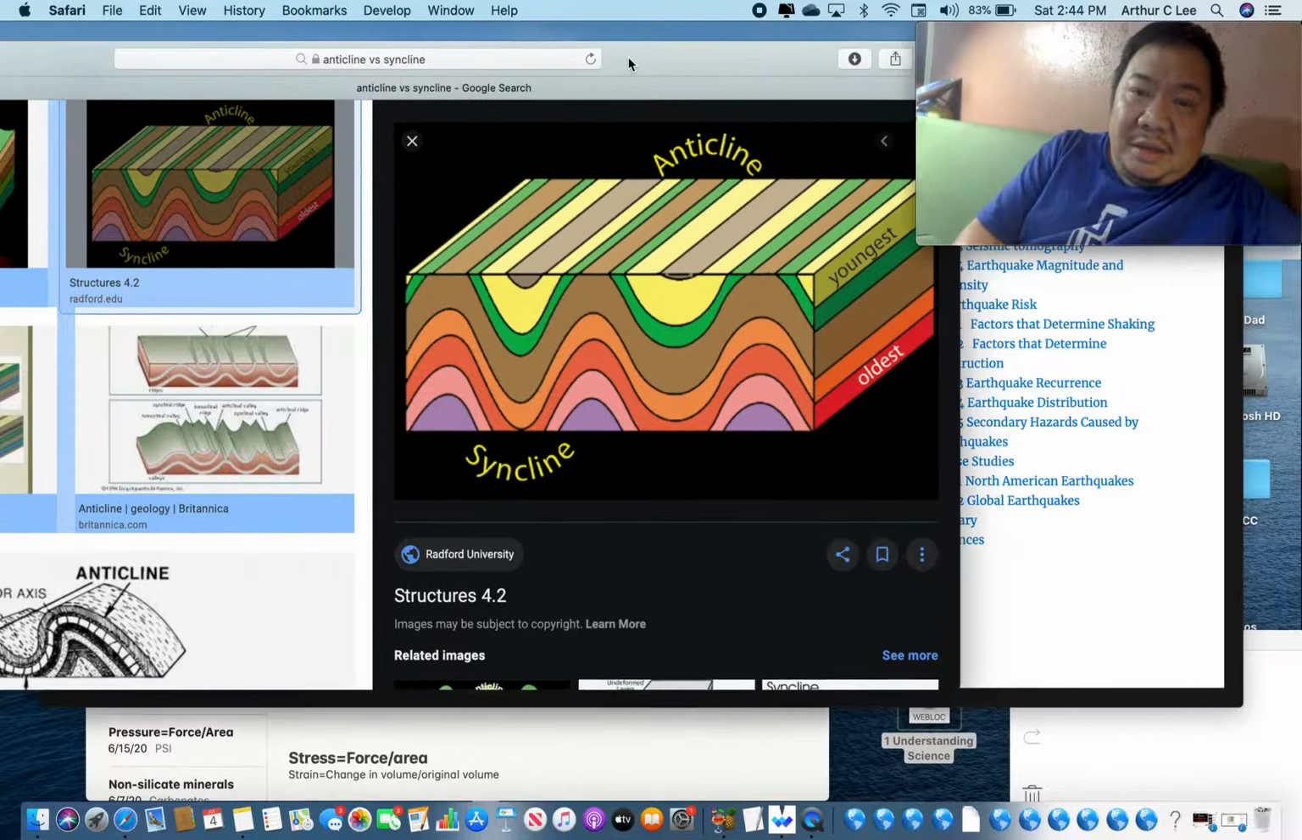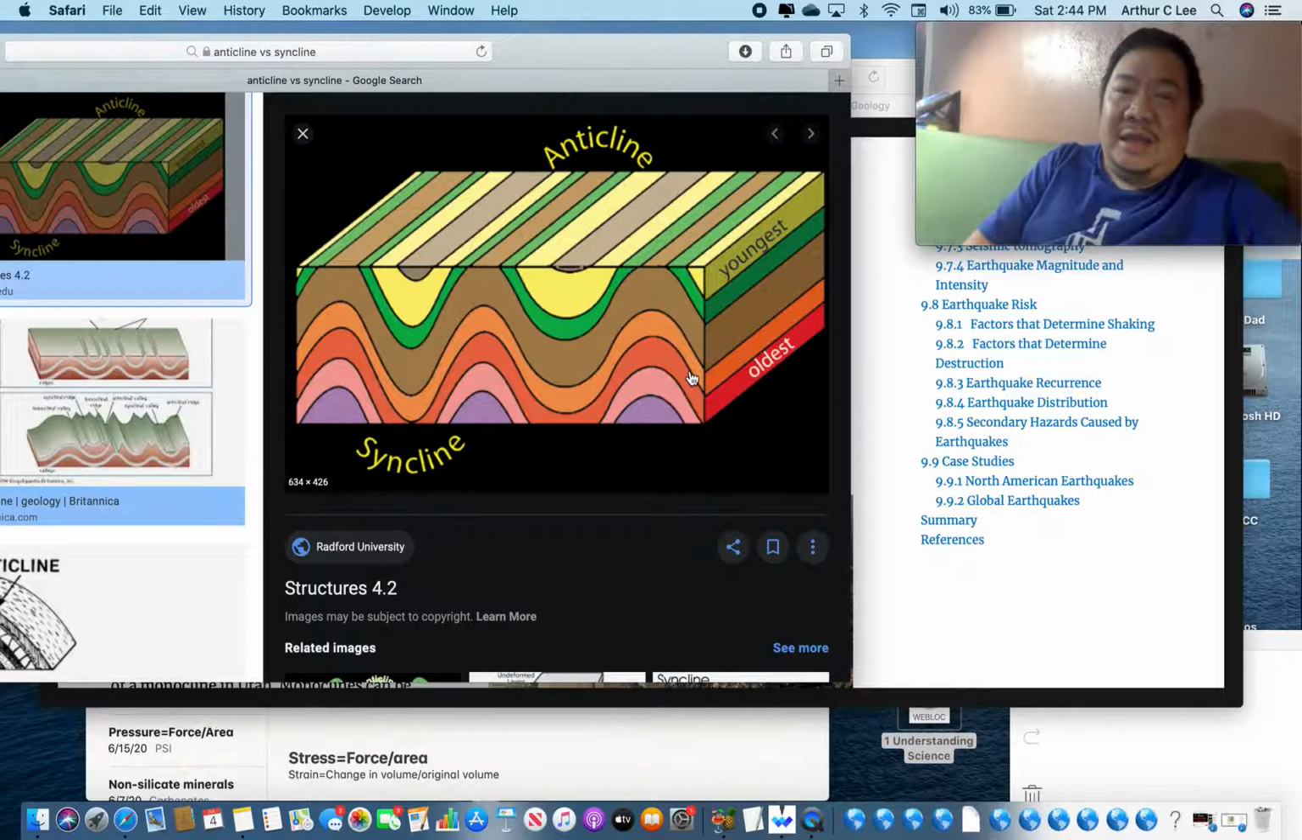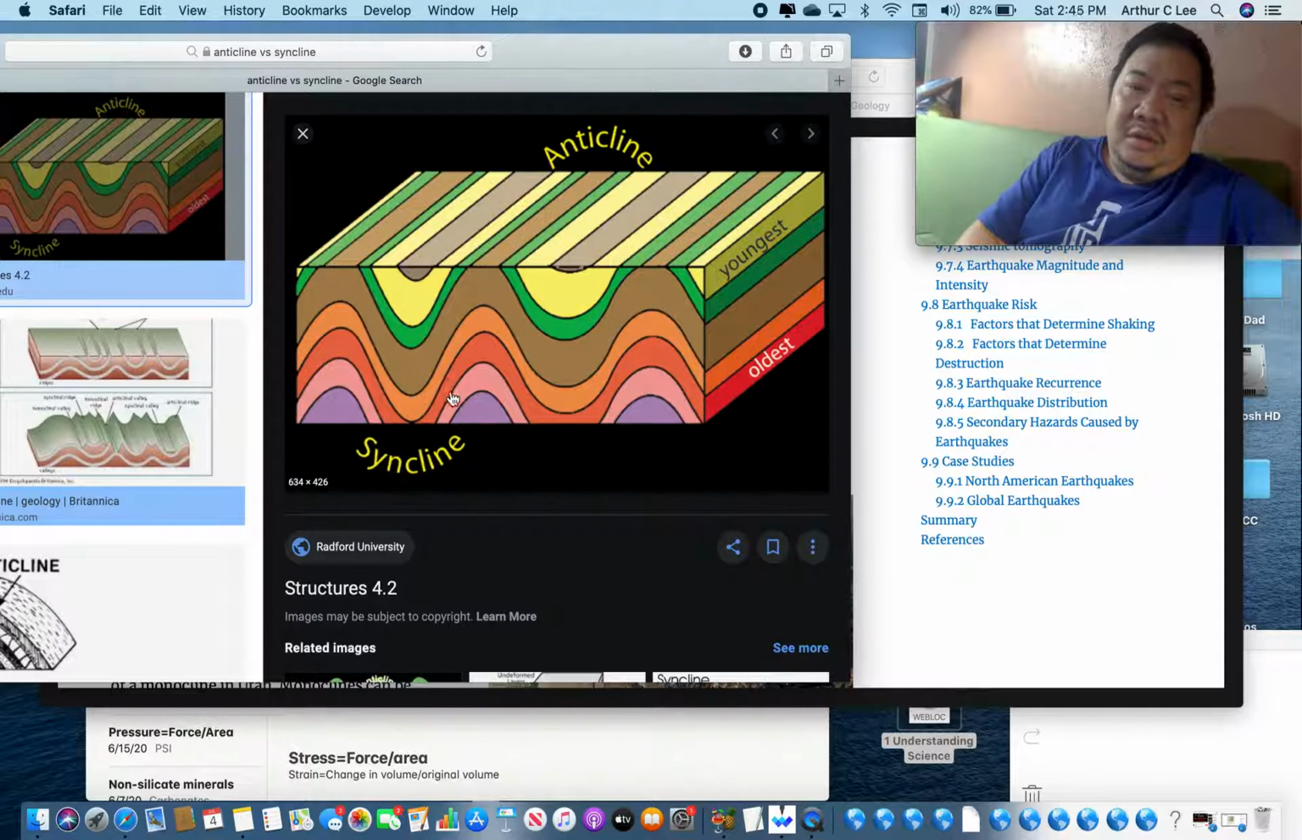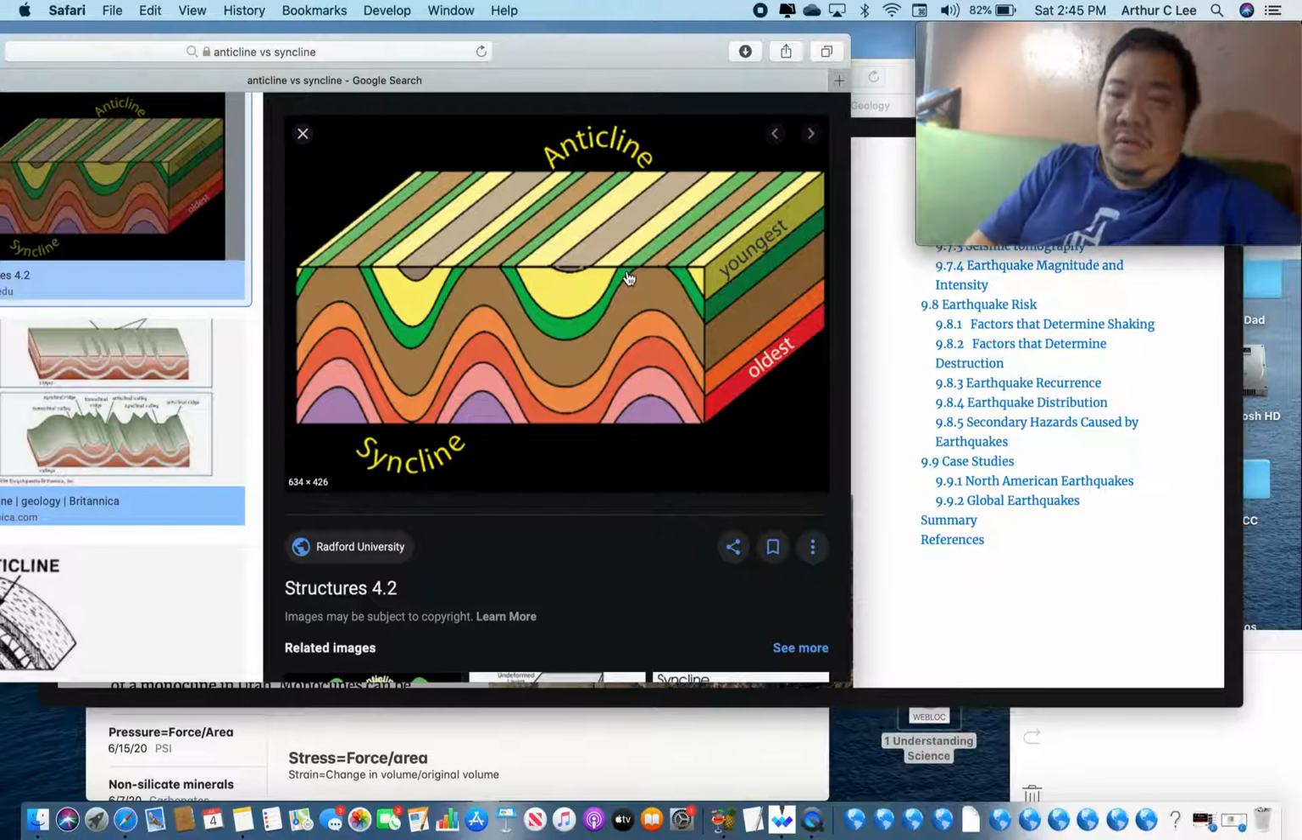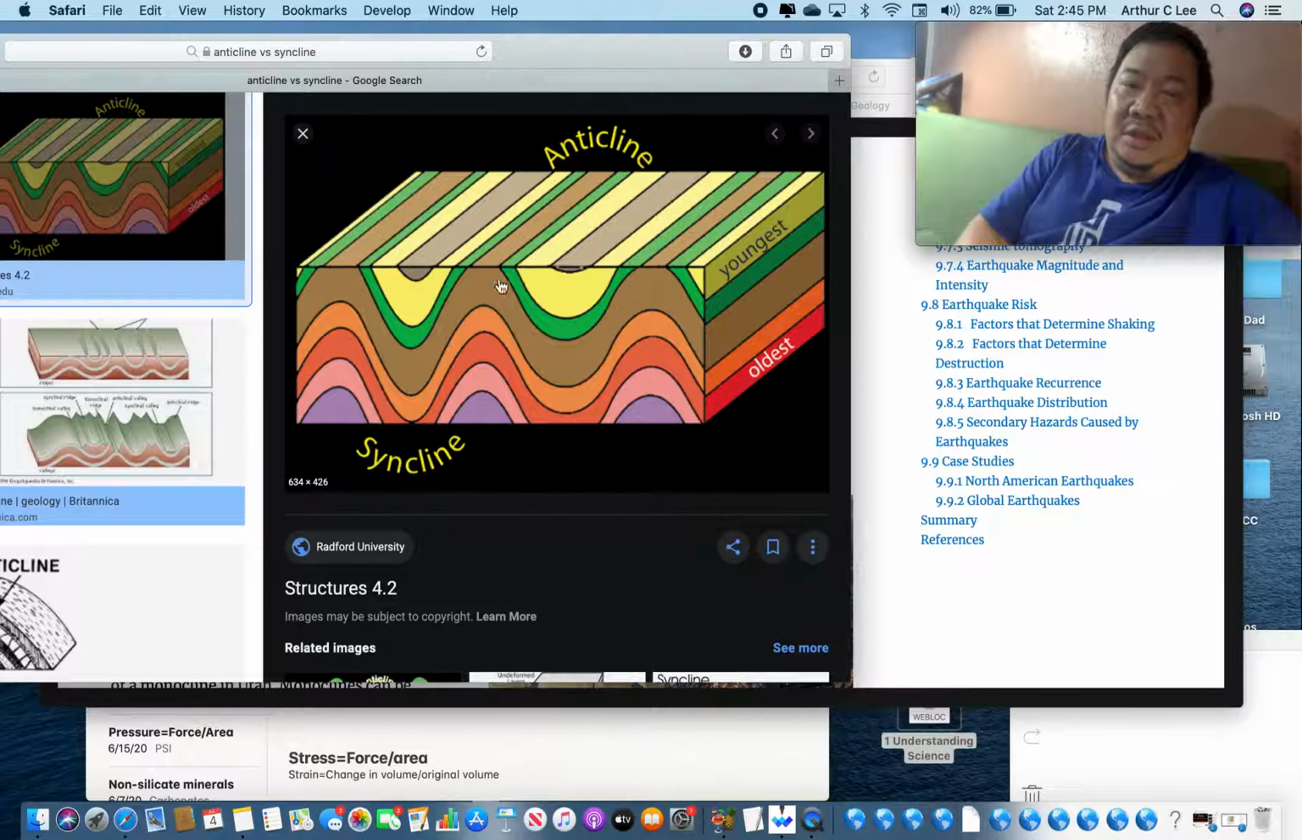Let's look at this block diagram here. How many anticlines do you have? 1, 2, 3. And you've got 2 synclines. 1, 2. But notice that the top of the anticlines have been eroded away, right? So you can't see the anticline and the syncline on the surface of the earth here because they've been eroded away.